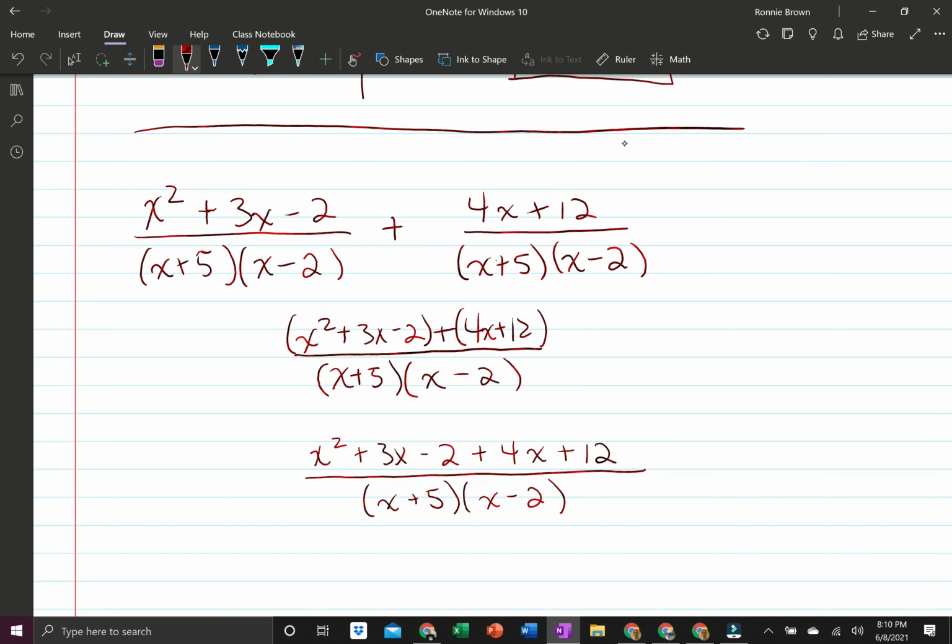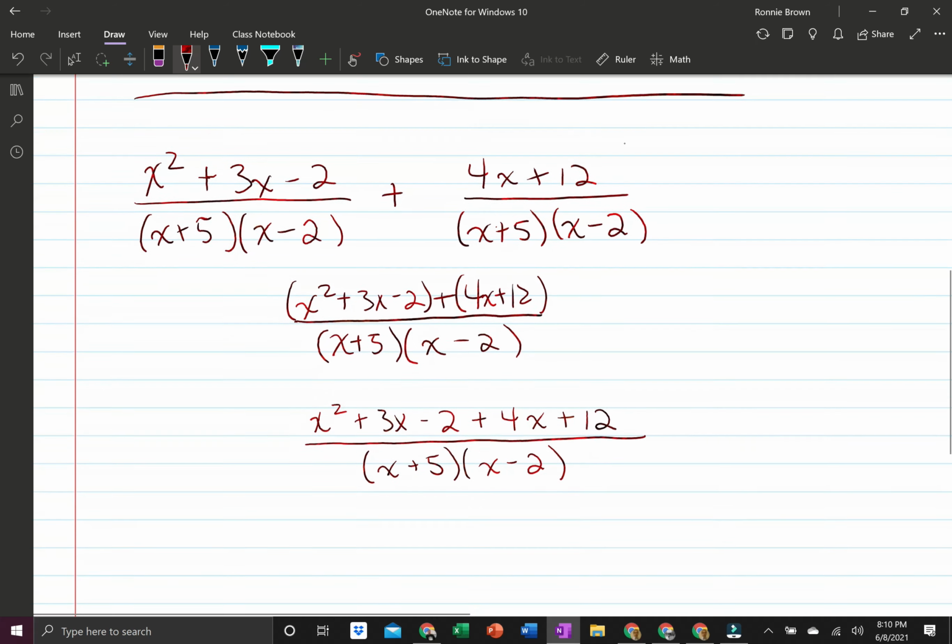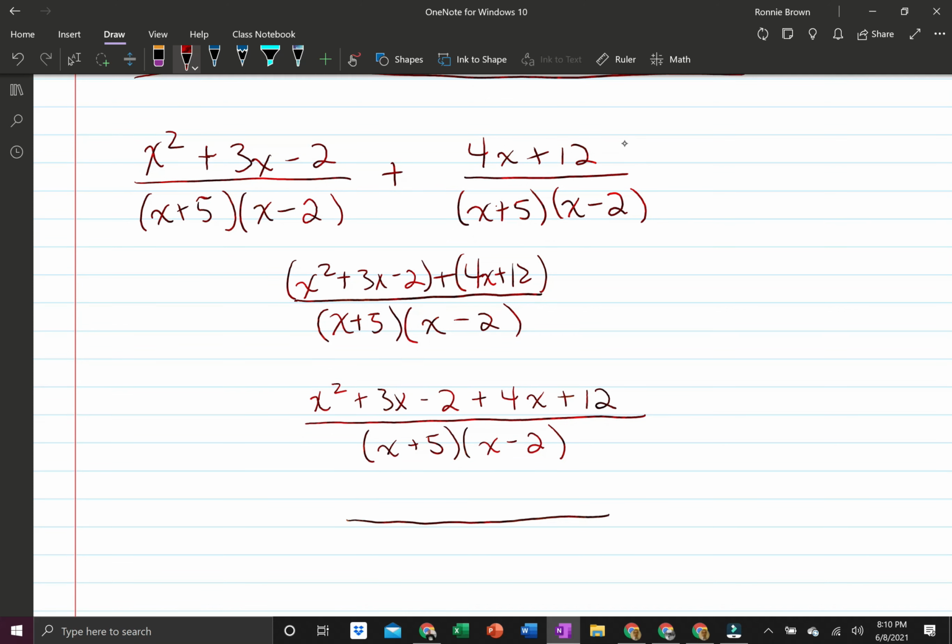And now go back into the numerator and just combine any like terms. So what like terms do I have? Well, x squared doesn't have a like term. However, the 3x and the 4x are like terms. So that gives us 7x. And then that negative 2 and positive 12 gets us a positive 10. And that's all over x plus 5 and x minus 2.